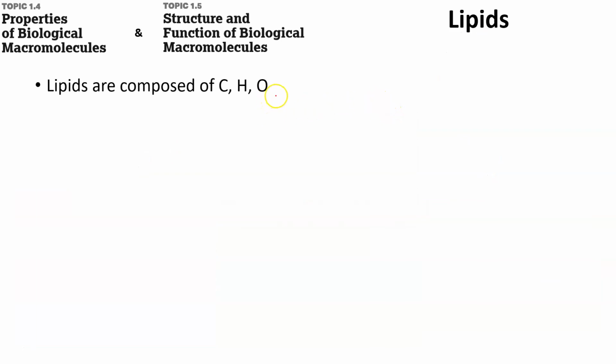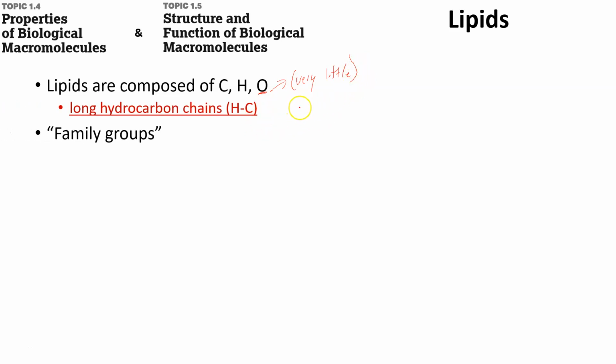Lipids, as you know, are composed of carbon, hydrogen, and oxygen. However, they're in much different quantities than we saw in carbohydrates. If you remember, carbohydrates had twice the amount of hydrogen as carbon, and about equal amounts of carbon and oxygen. Lipids have very little oxygen. A little note here: very little oxygen. They're mainly long hydrocarbon chains, mostly carbon and hydrogen.